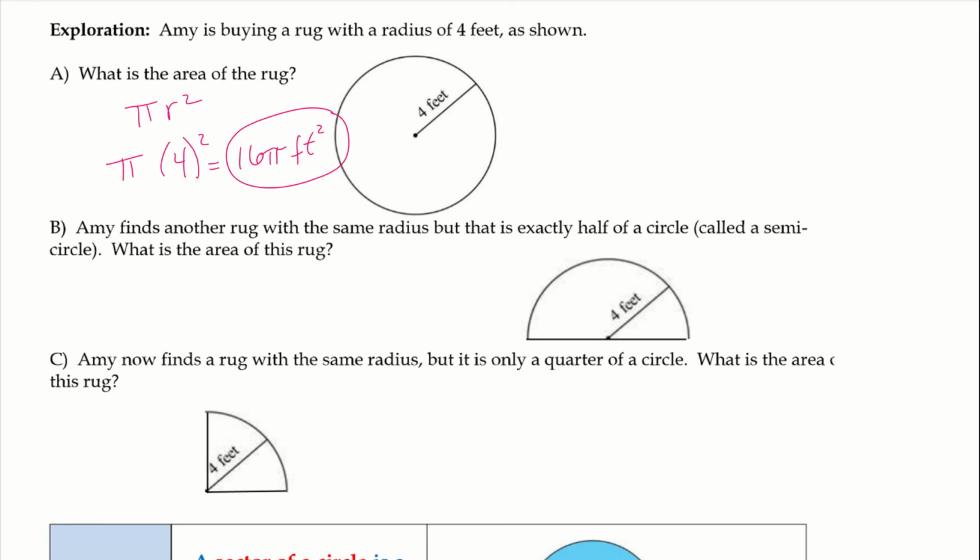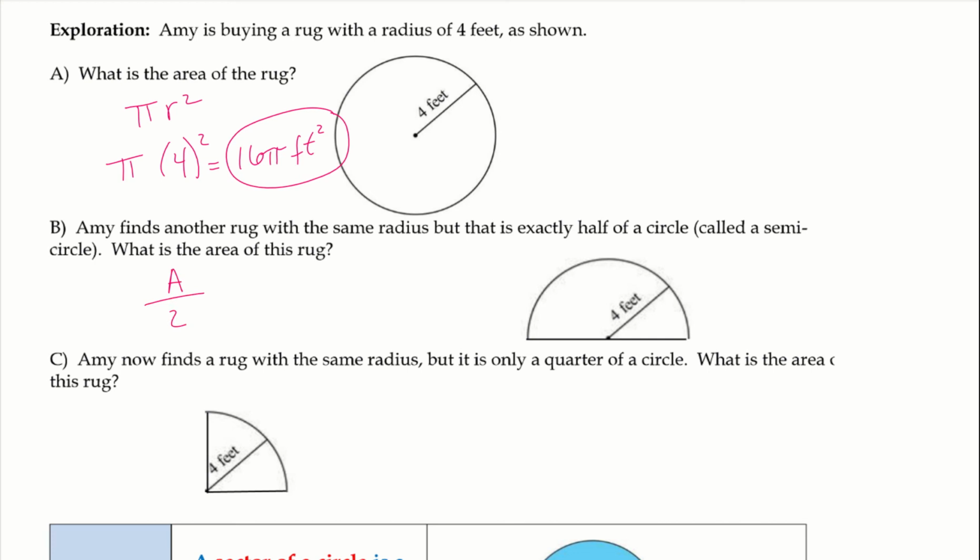All right, B, Amy finds another rug with the same radius, but that is exactly half of a circle, so called a semicircle. What is the area of this rug? Since we have essentially the same circle, if I were to continue drawing the circle, right? Sorry for my poor circle drawing skills. But if you were to continue drawing that circle, you would have our original circle. So all we need to do is take the area and divide it by 2.